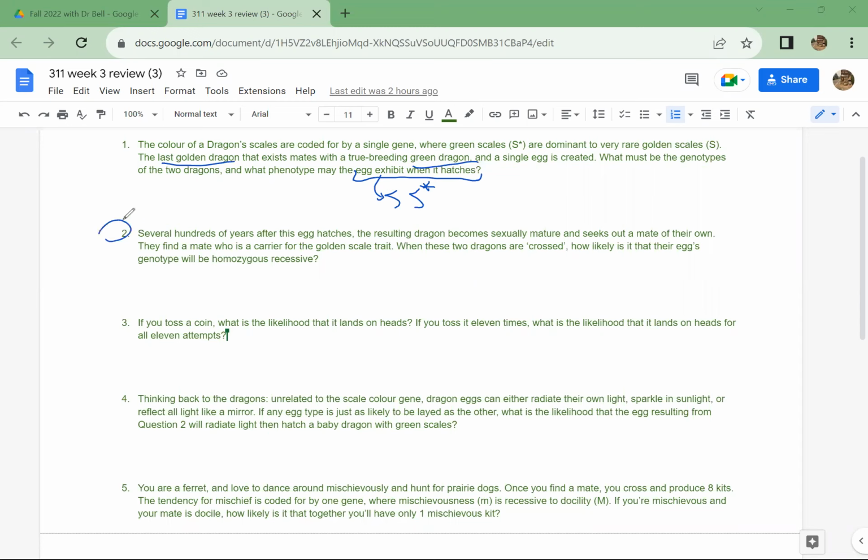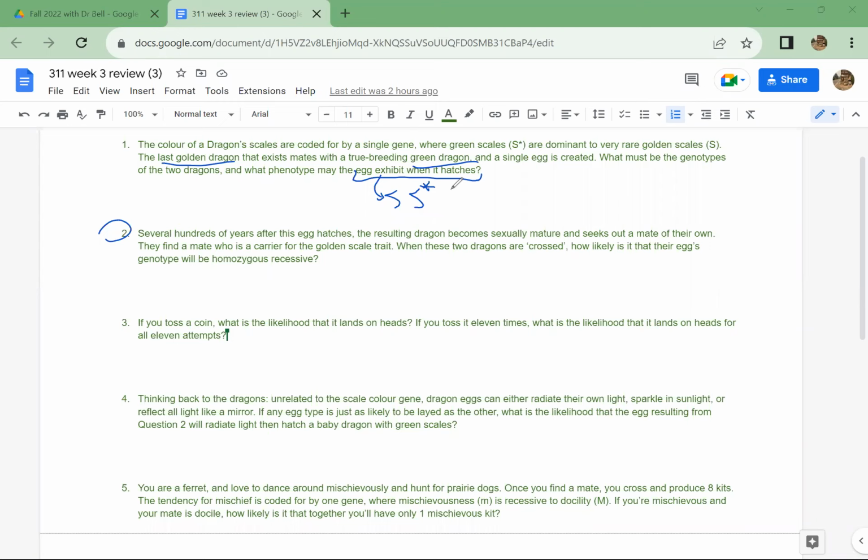Moving on to question 2: several hundreds of years after this egg has hatched, the dragon that comes from the egg becomes sexually mature and seeks out a mate of their own. They find a mate who is a carrier for the golden scale trait. When these two dragons are crossed, how likely is it that their egg's genotype will be homozygous recessive? There are a lot of things in this question that we need to identify the meaning of before we can truly answer the question.